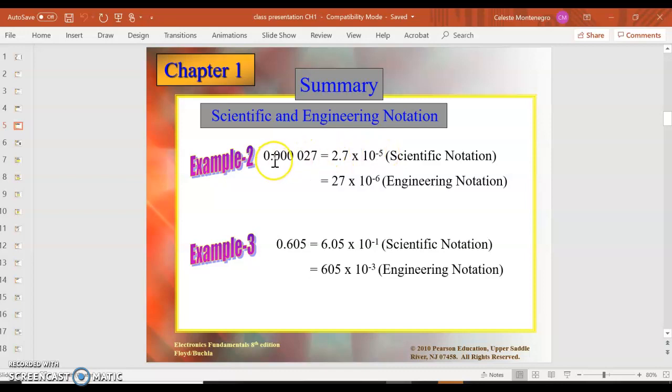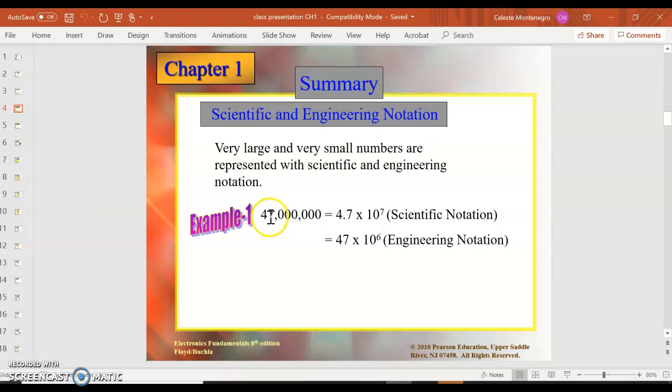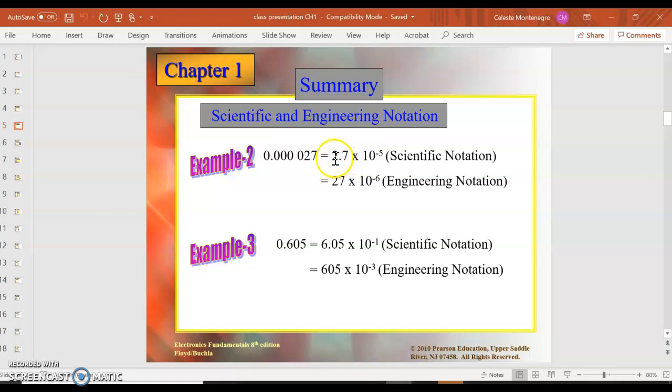This is important: when we are taking a small number and making it into a larger number, we want to make sure that the exponent is negative. If we go back, when we are making a very large number into a smaller number, the exponent is positive. Likewise, we have 2.7 to the power of 5, this is scientific notation. If we want to use engineering notation, so we can use the prefixes that we are going to discuss later, it has to be a multiple of 3, so we have 27.